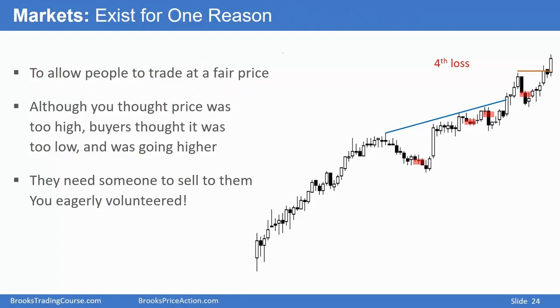Why do markets exist? They exist for one reason. They allow people to trade at a fair price. And although you thought the price was too high, the buyers thought it was too low and it kept going higher. They need someone to sell to them, and you eagerly volunteered. And you cannot do that.